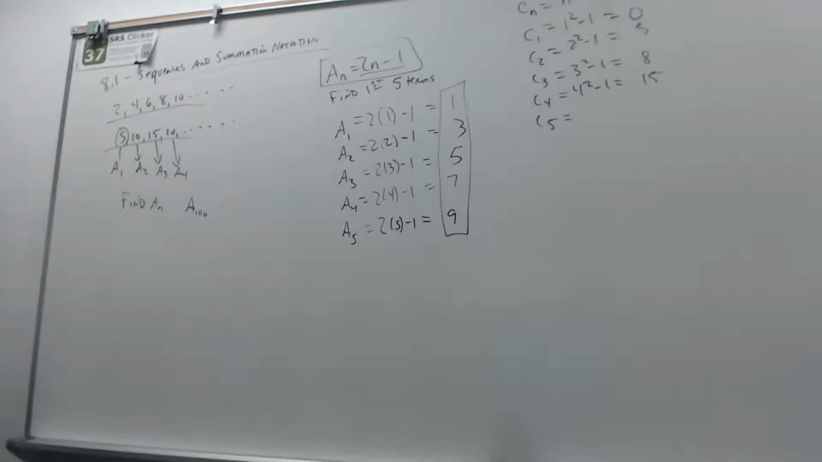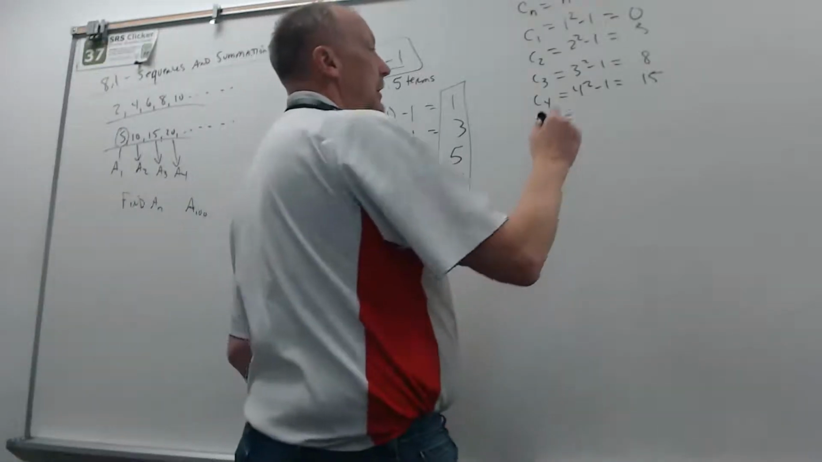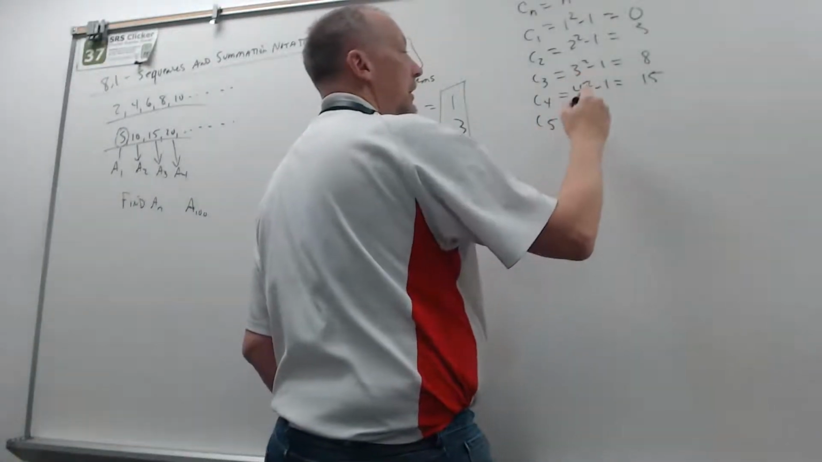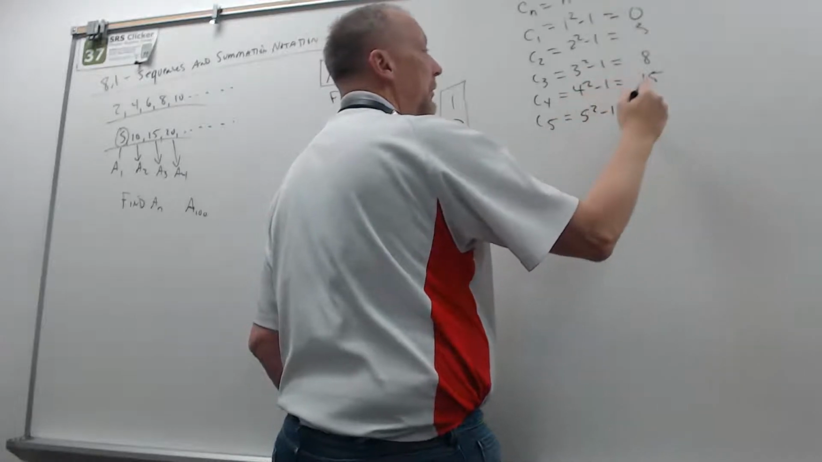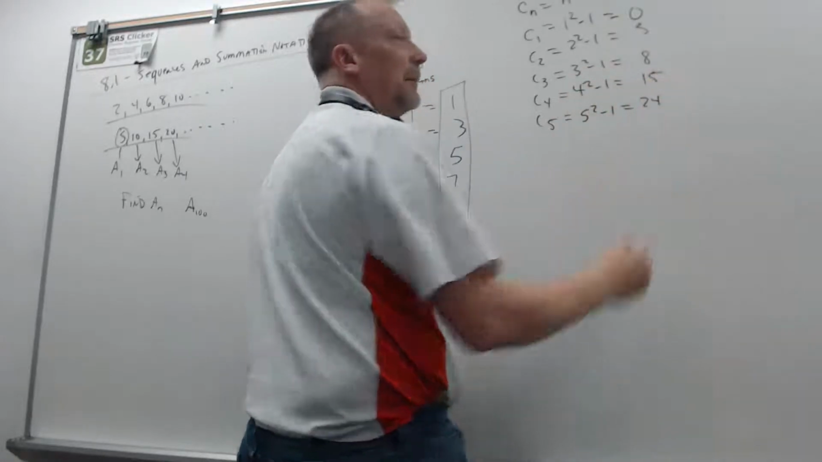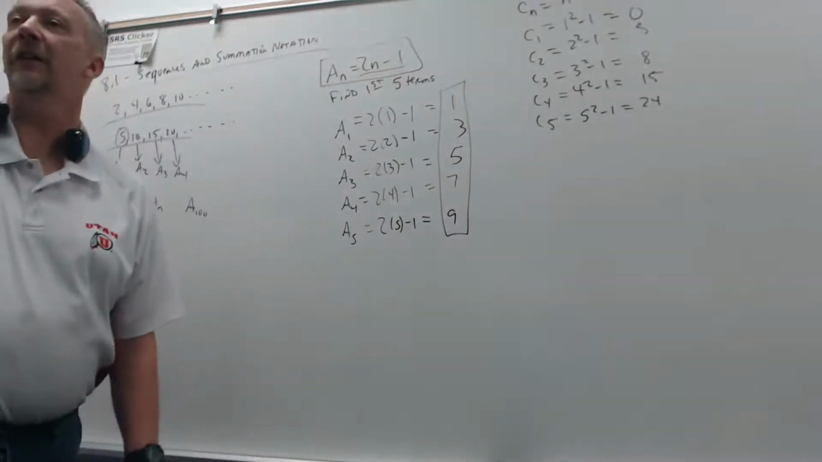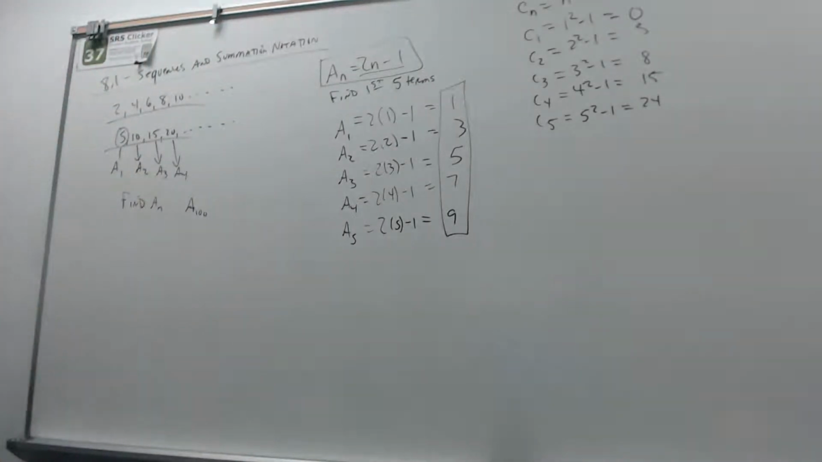I want to make sure she's paying attention. Caitlin, what would be the fifth term in the sequence? It would be 5 squared minus 1, which would equal 24. How many of you like these questions on the test so far? These aren't going to be too bad, right?